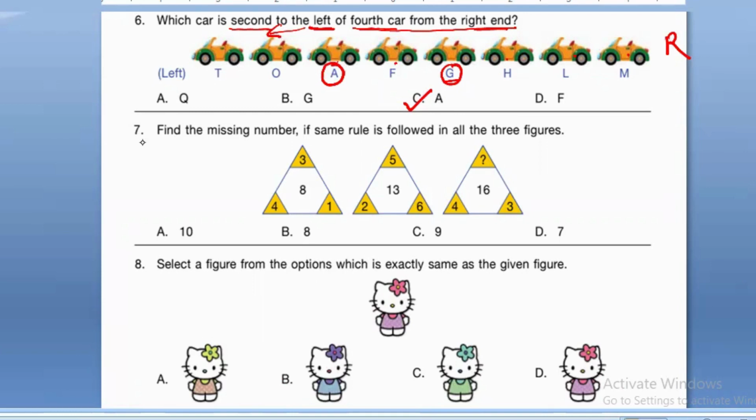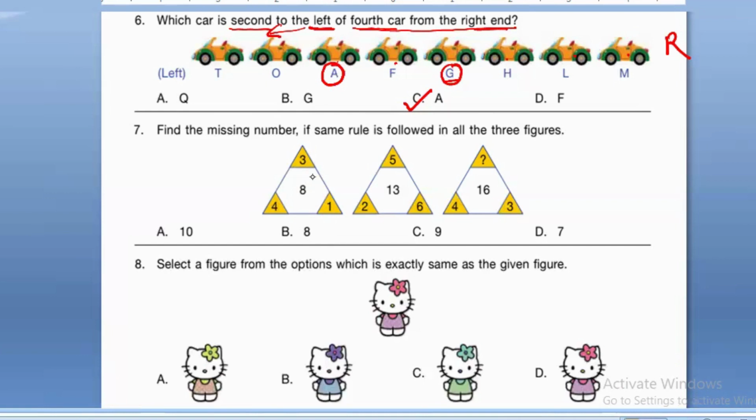Now we have our question number 7. Question number 7 says you need to find the missing number if the same rule is followed in all the 3 figures. Okay, the same rule is followed by all the 3 figures. Now we have to find which number should be here in place of this question mark. So first we need to find the rule, that is, what rule is exactly followed over here?